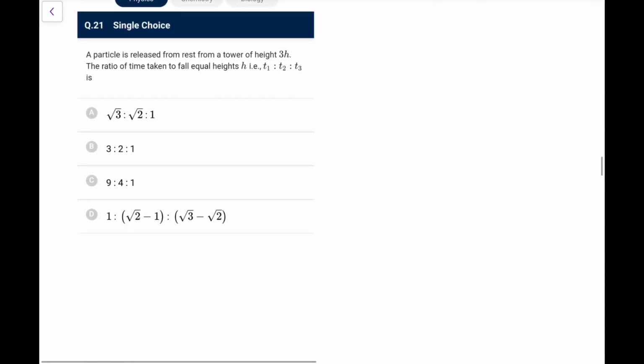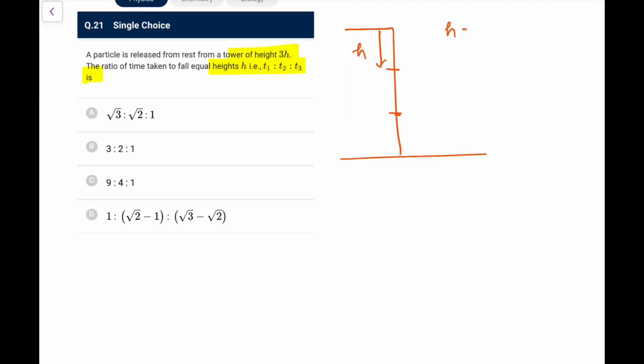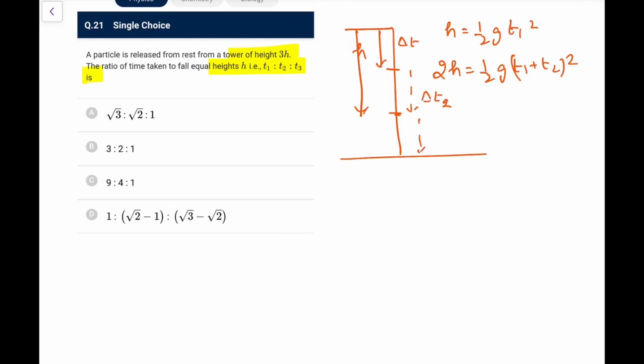Next, a particle released from rest from a tower of height 3h, the time taken to fall equal heights is. That's an easy one. For the first h height, you can directly say, this is h, next h. So for this h height, h is equal to half g t1 square, and for h plus h, I can write 2h is equal to half g into t1 plus t2 whole square, t2 being the additional time. Let this time be delta t1, this time be t2, and this time be t3.